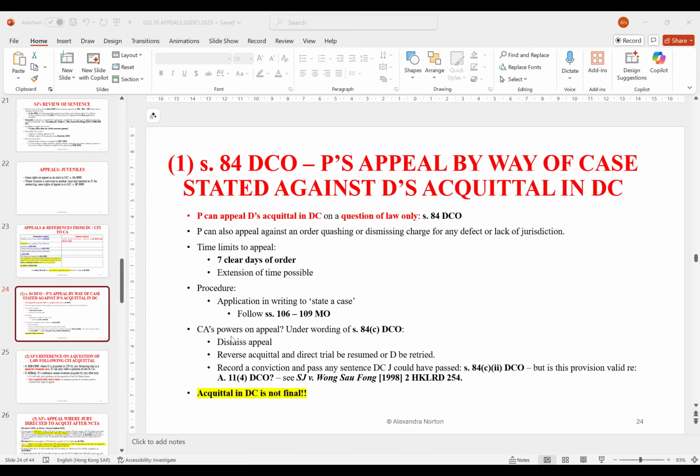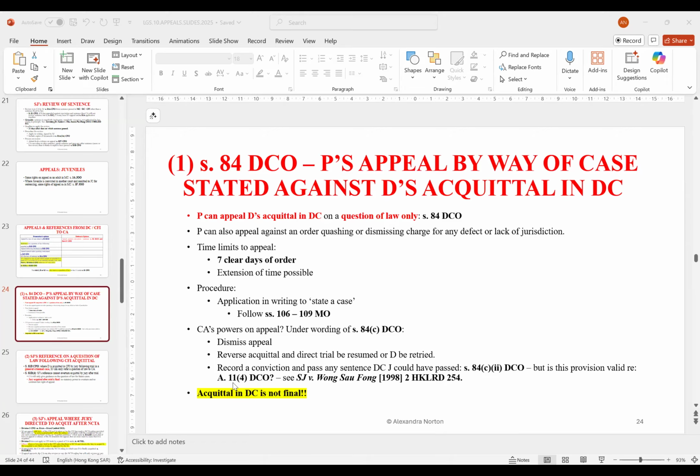And if the Court of Appeal convicts the defendant, there is no right of appeal to the CFA. The CFA will only intervene in limited circumstances if you can establish basically the two limbs of appeal to the CFA. Okay, so that was held to be unconstitutional.